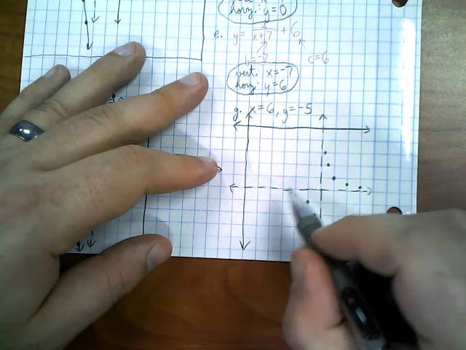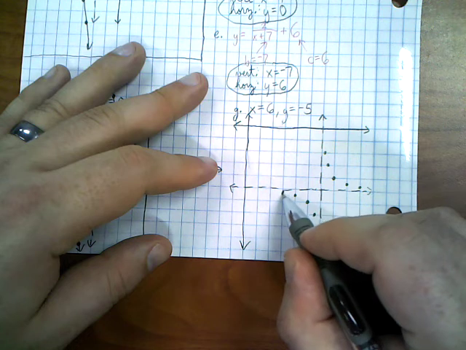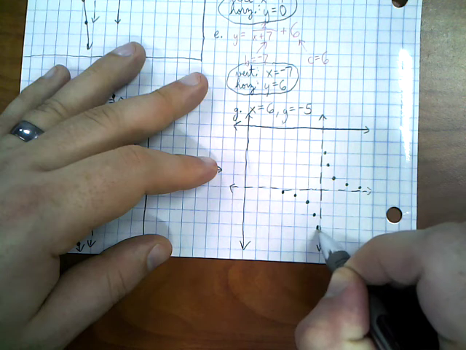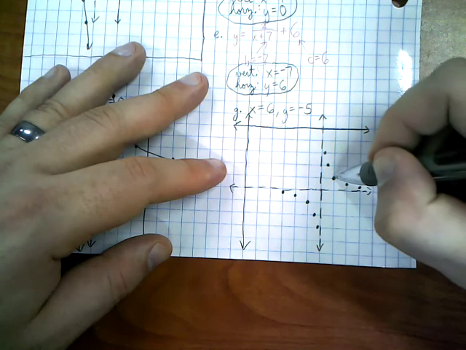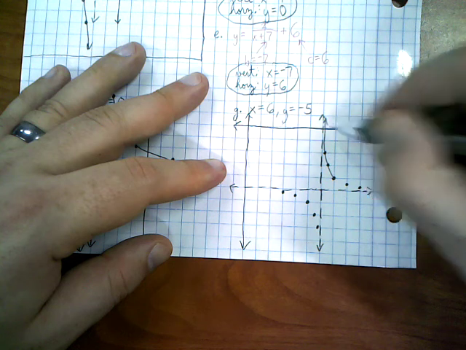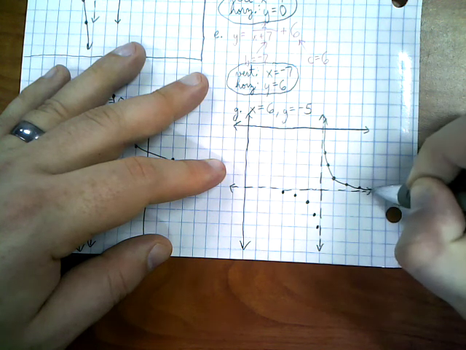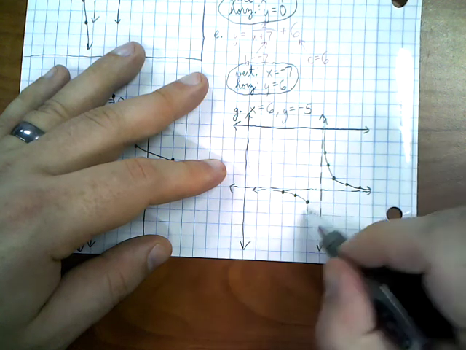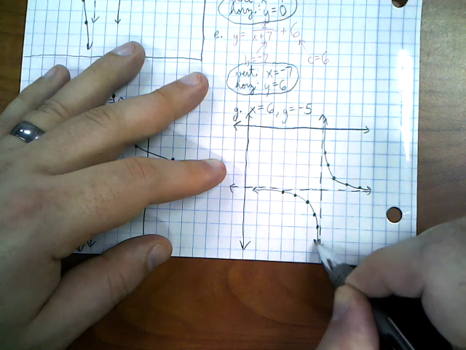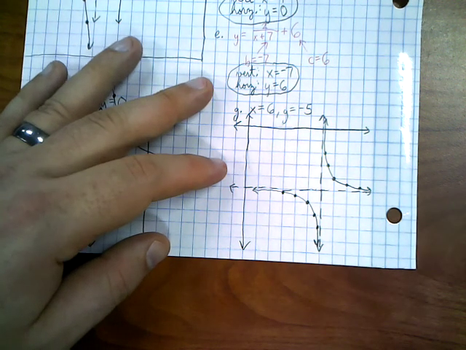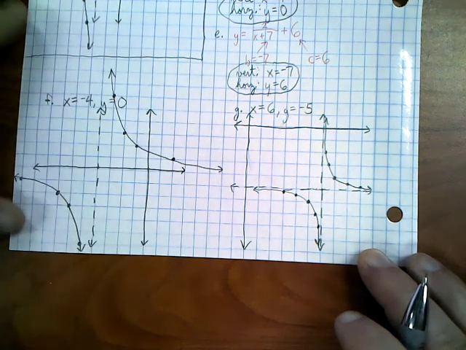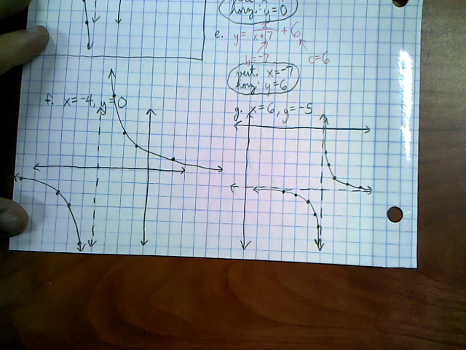Down here, negative 3 times negative 1/3 is 1. And a negative 1/3 times a negative 3 is 1. And we can certainly see the curve now. And there's my graph. And that, ladies and gentlemen, is the end of lesson 78.